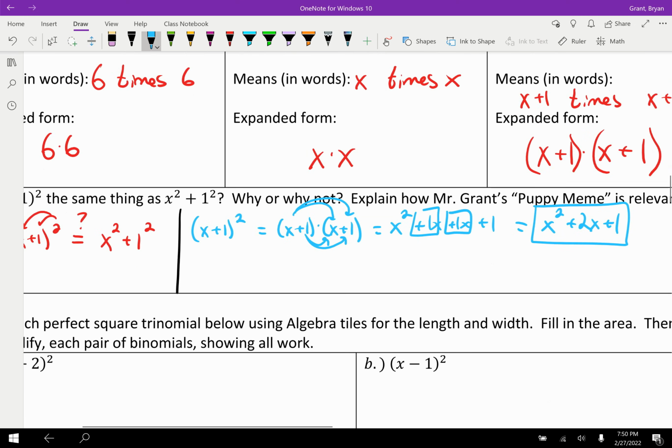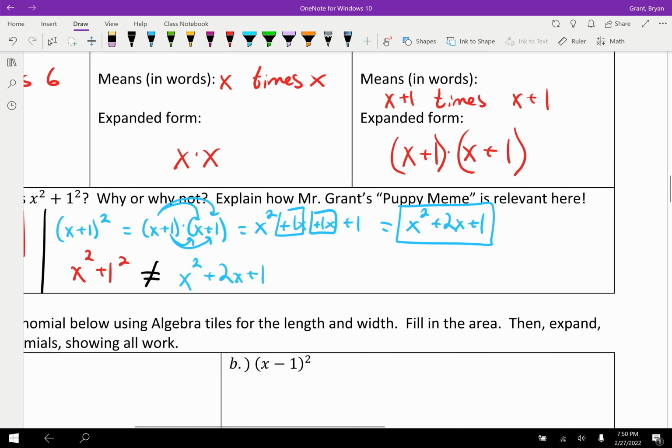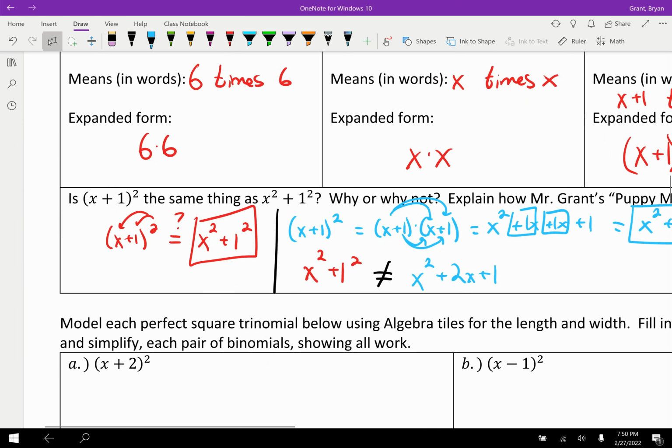So the question remains, are you allowed to distribute a square? Well, I don't think so. I'm pretty certain that x squared plus 1 squared is not equal to x squared plus 2x plus 1. They are clearly not the same. This one has an extra 2x. Now, everything I did in blue here is correct. That's what we've been doing. So this guy right here is correct. The one in red is wrong. And in fact, the one in red, and we're going to put this in here, kills puppies.